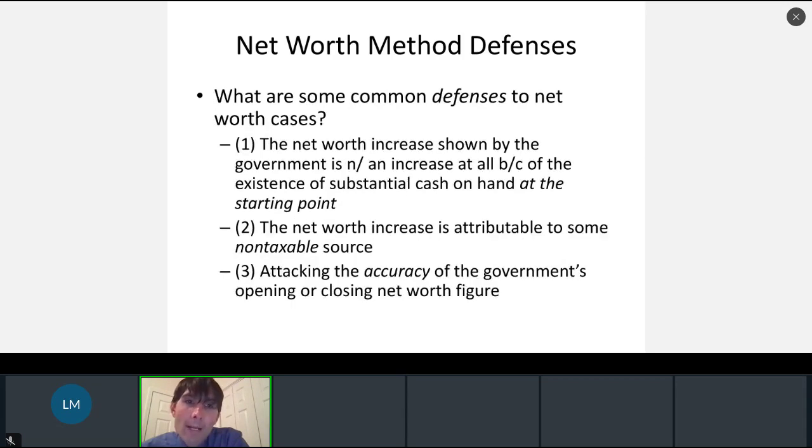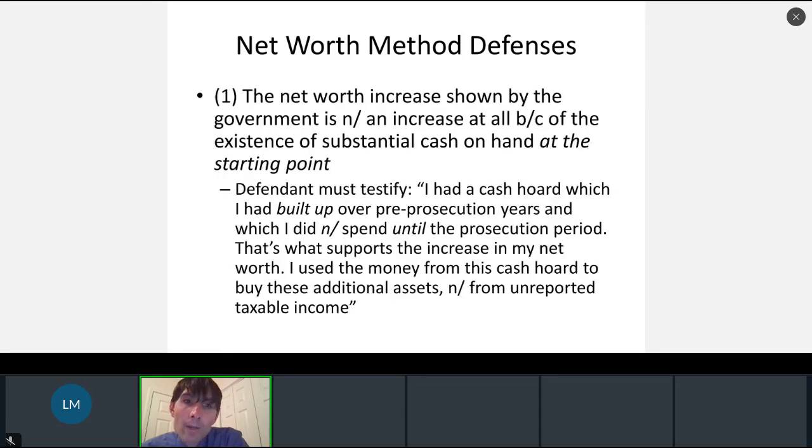So what I'm doing is going back to each one of these defenses that I just listed for you, and I'm going to try to give you some context to each. So for number one, the defendant would have to testify, I had a cash hoard which I had built up over the pre-prosecution years and which I didn't spend until the prosecution period. That's what supports the increase in my net worth. I used the money from this cash hoard to buy these additional assets, not from unreported taxable income.